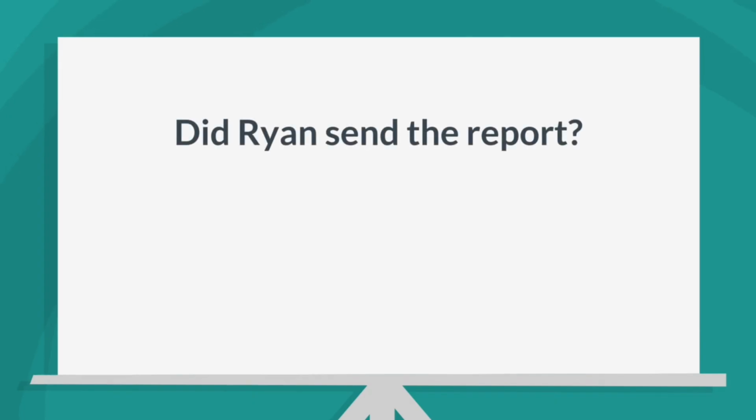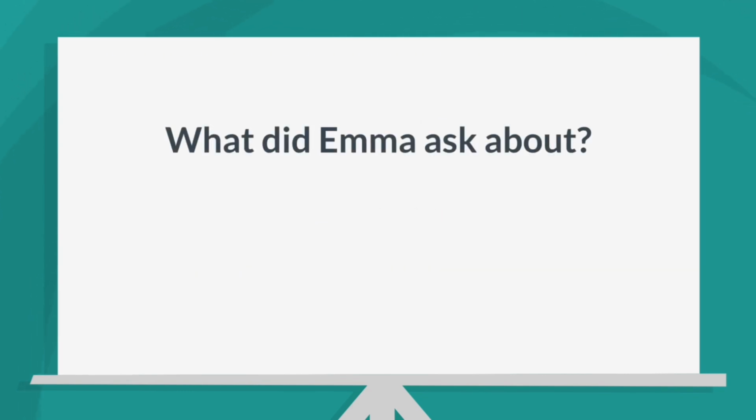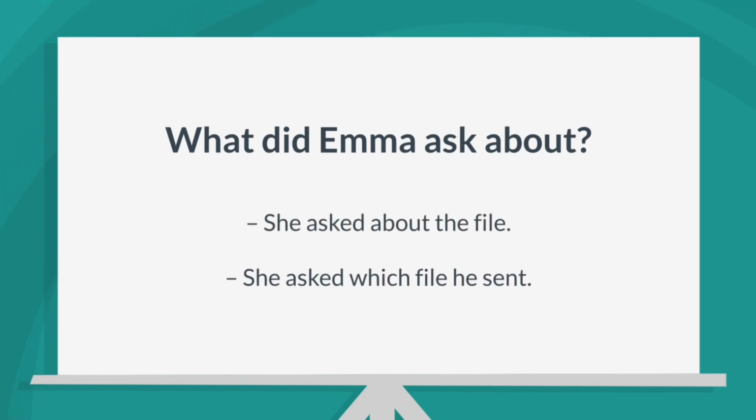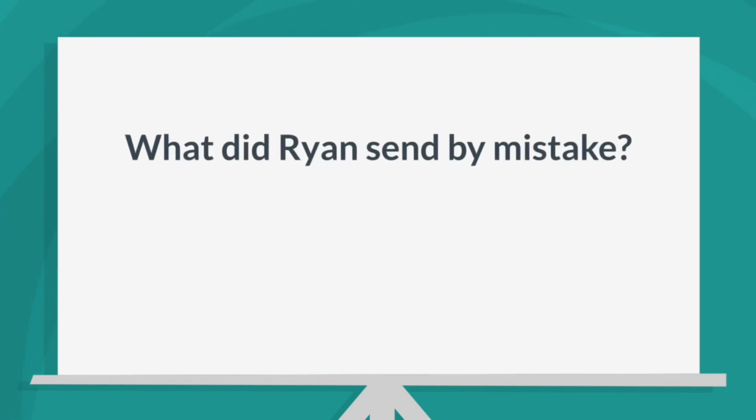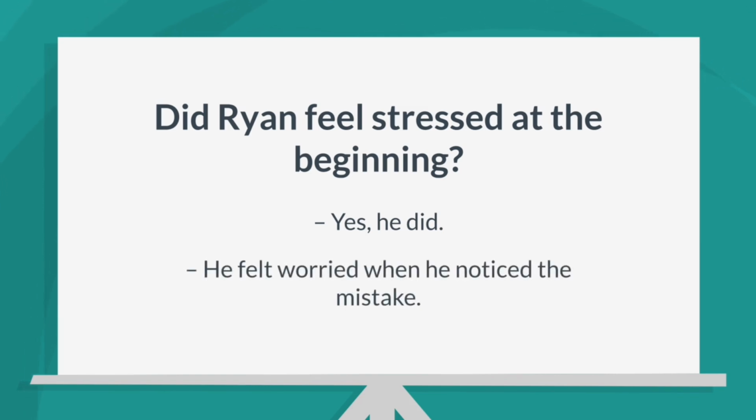Did Ryan send the report? Yes, he did. He sent the report to the manager. What did Emma ask about? She asked about the file. She asked which file he sent. What did Ryan send by mistake? He sent the old file by mistake. Did Ryan feel stressed at the beginning? Yes, he did. He felt worried when he noticed the mistake.